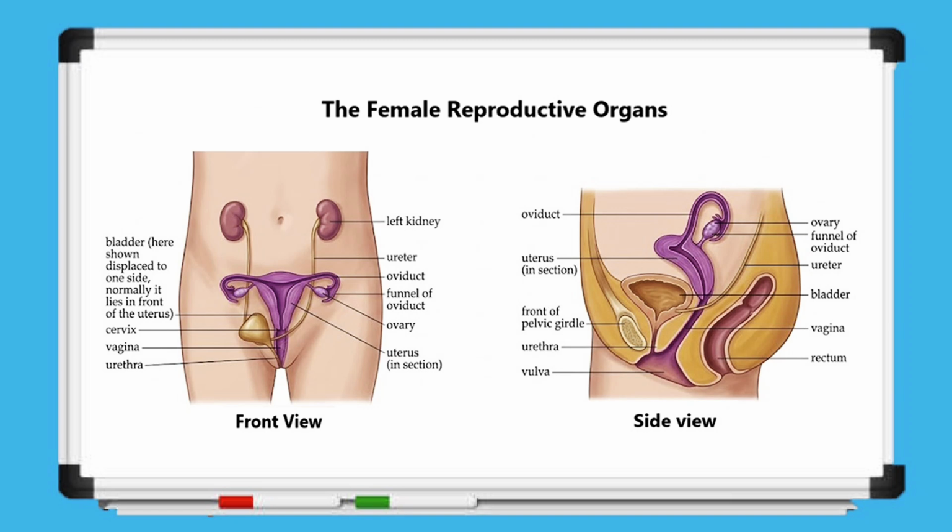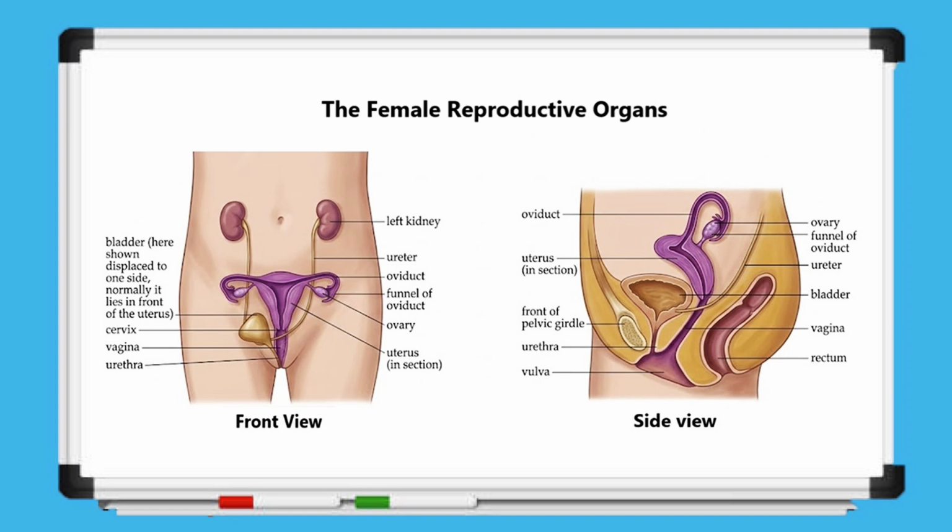In the diagram, the left kidney is shown in the upper region and is responsible for filtering blood and producing urine. The urine then travels through a narrow tube called the ureter, which carries it from the kidney to the bladder. The bladder is a muscular sac that stores urine before it is released from the body. In the diagram, the bladder is shown slightly displaced to one side, but normally it lies in front of the uterus. The urethra is the short tube that carries urine from the bladder to the outside of the body.